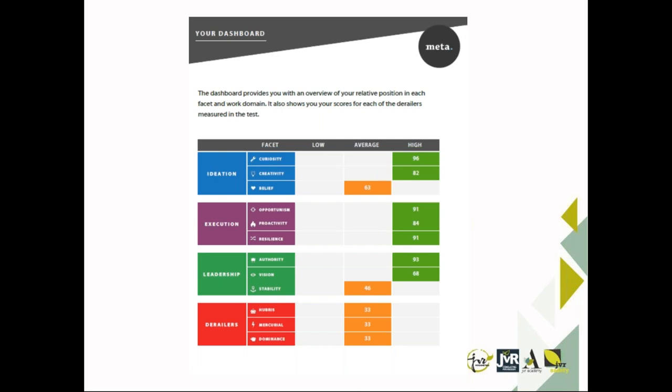With the entrepreneurial talent or the domains of disruptive talent, the higher scores for ideation, execution, and leadership would indicate that you have high potential there. But with the derailers, you would want to rather see the lower scores. So when you get a report for the derailers specifically, the low scores would be highlighted in green, because that is what we are looking for, rather than higher scores that can be detrimental to the ability to innovate.